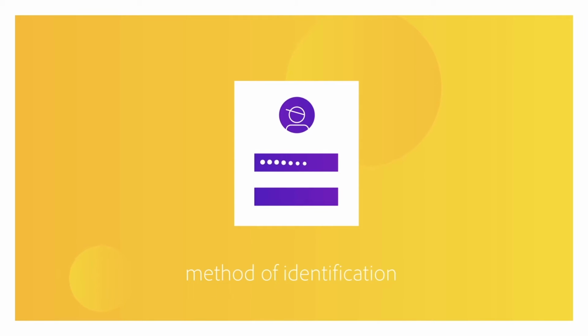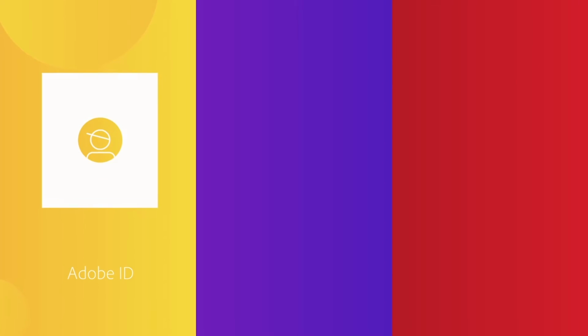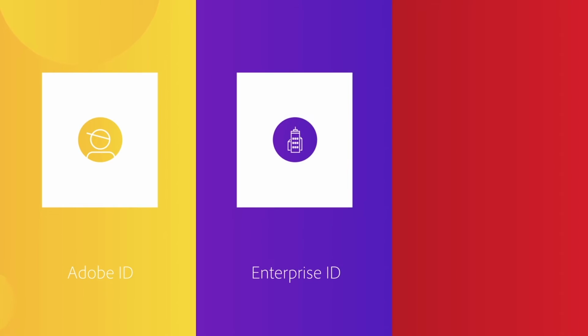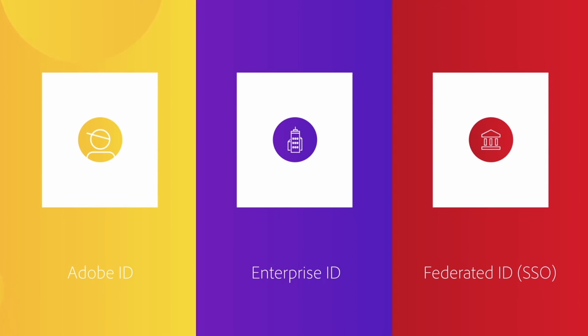Now comes the time to make a very important decision. Your organization needs to decide a method of identification. Creative Cloud for Enterprise offers you the choice between 3 different account types: an Adobe ID, an Enterprise ID, and a Federated ID using single sign-on.